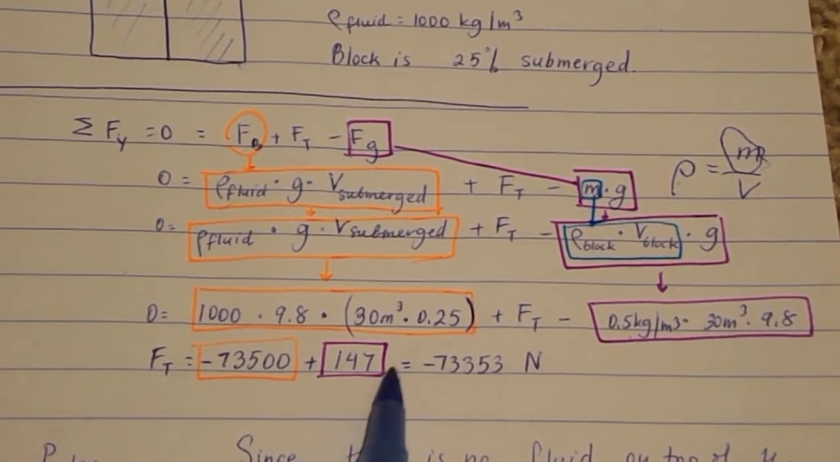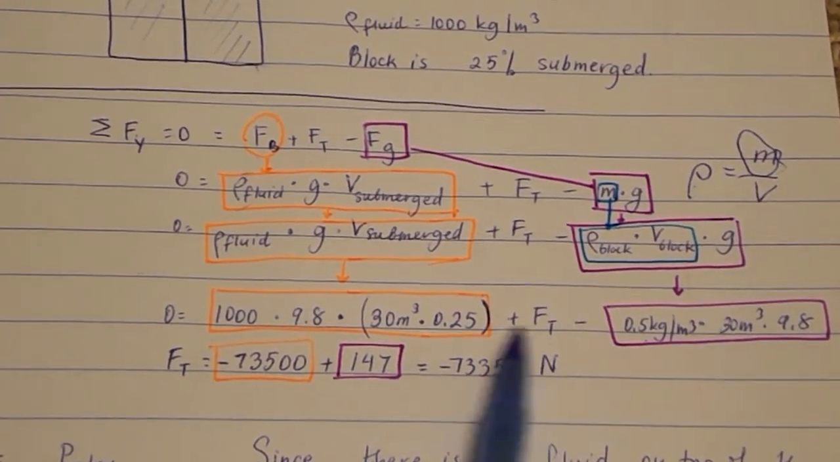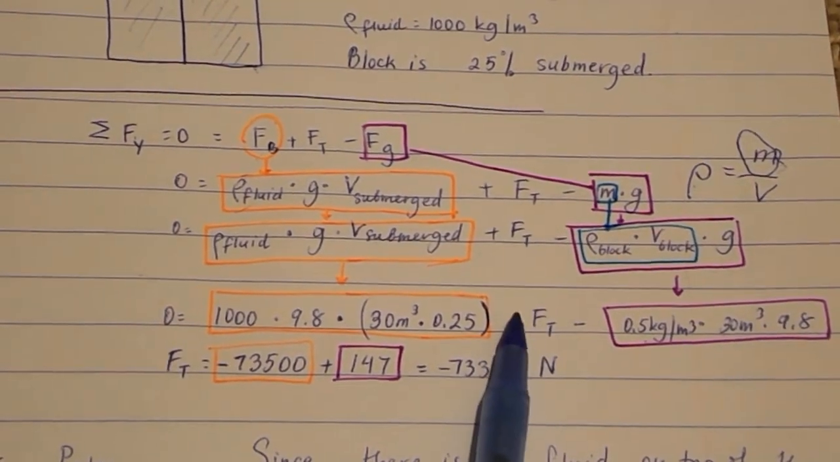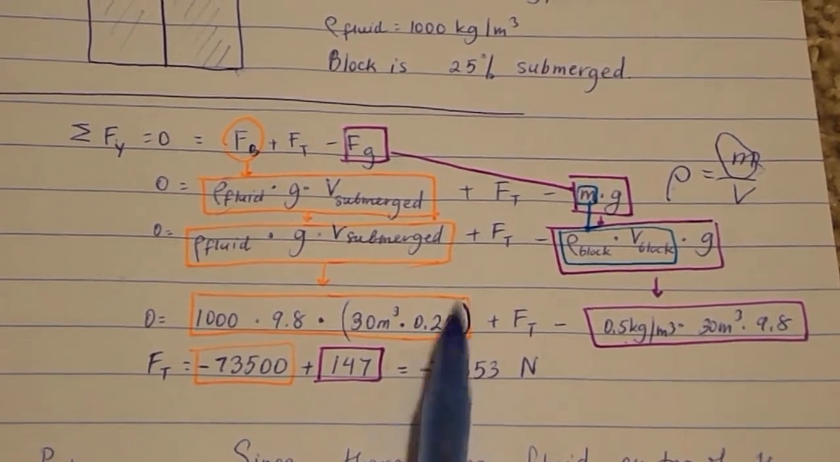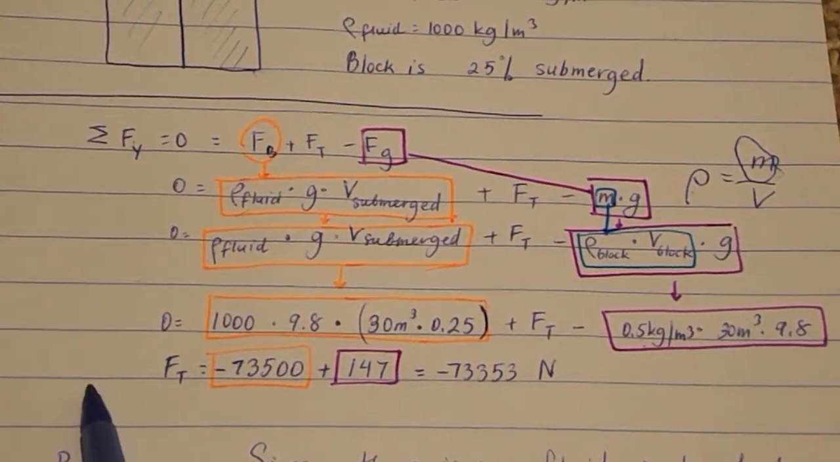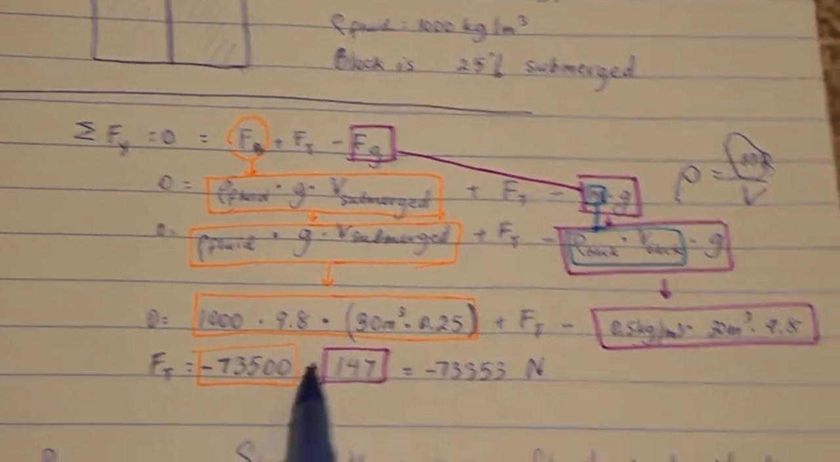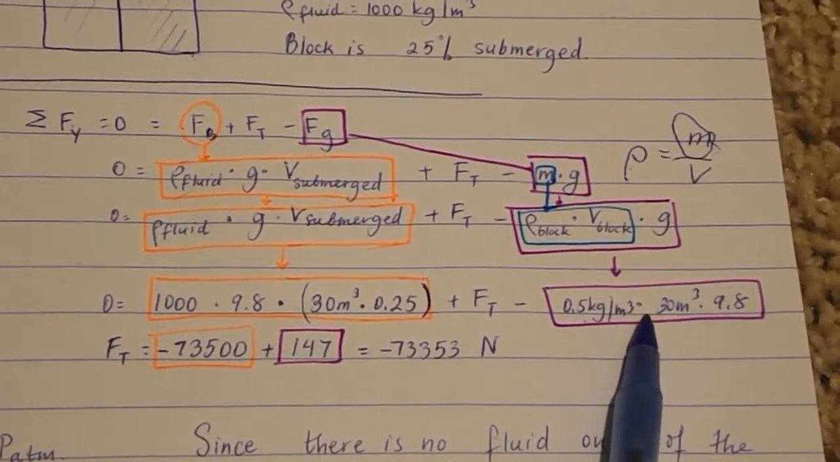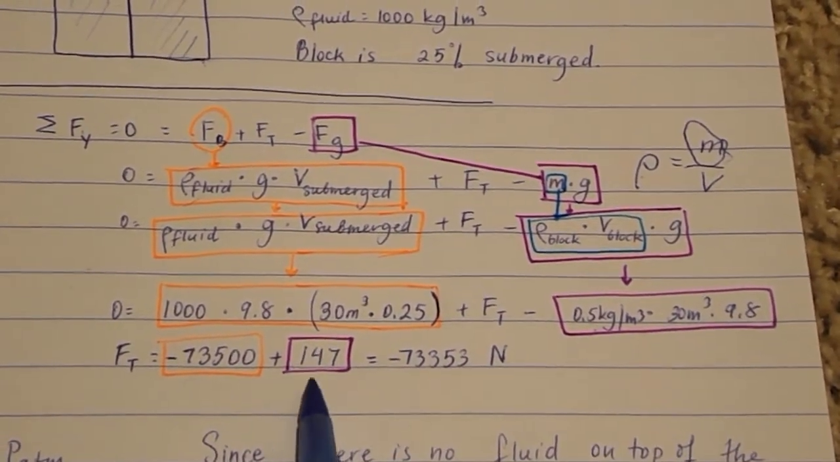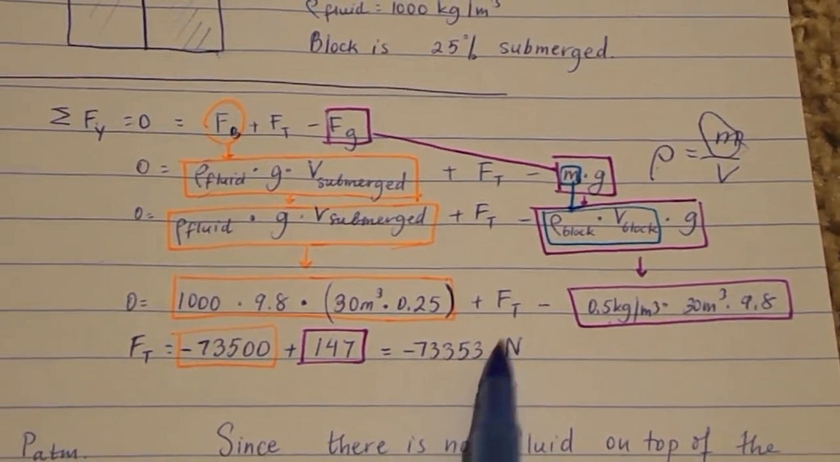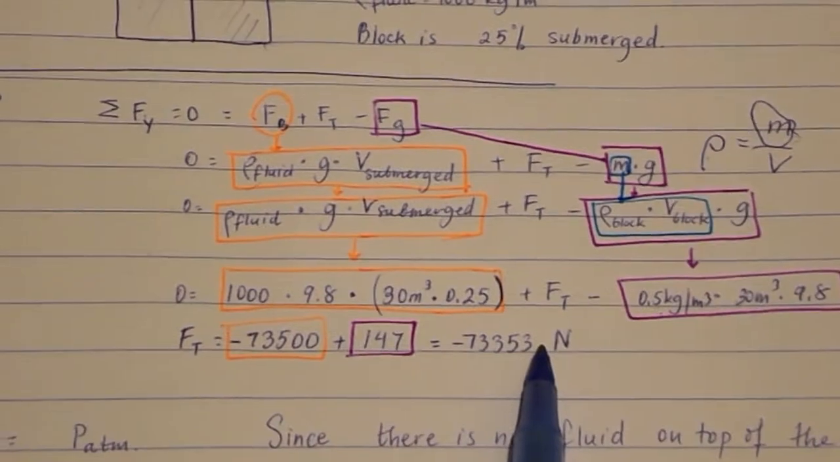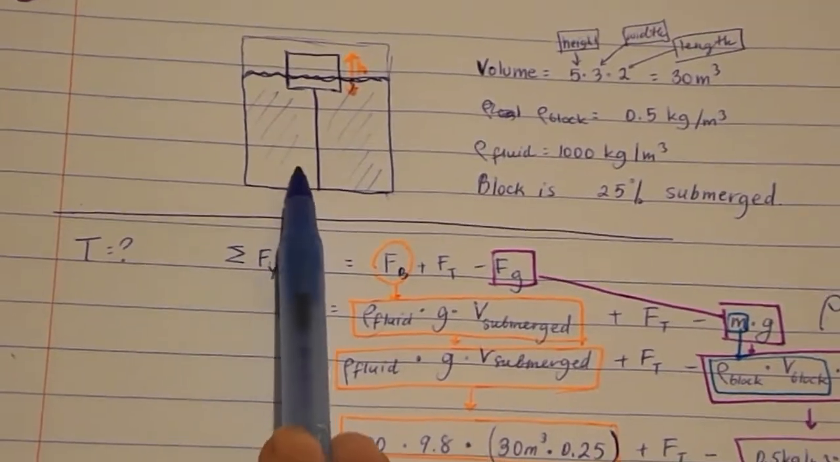plus, so what I did is I rearranged. Since we need to find the force of tension, I transferred the buoyancy force to the other side of the equation, so that's why it has a negative sign. And I transferred this gravitational force to the other side, so that's why the minus sign became a positive sign. So this is the tension force of the string here.